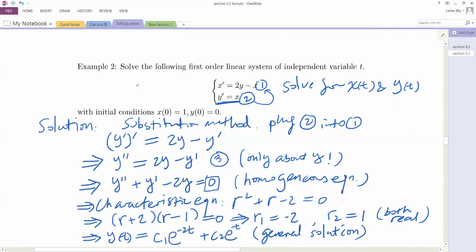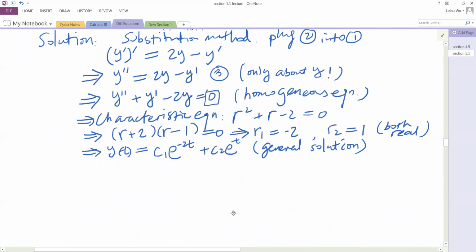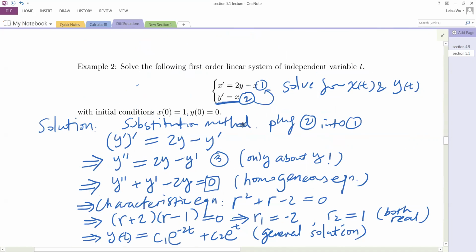Then use initial conditions? Yeah, you can use initial conditions, but the initial condition here is actually related to both x and y. Think about if you use initial condition now, plug in 0: you still have c1 and c2, two variables. For two unknowns, we need two equations. So let's see if we can get the other variable. Can we get x?